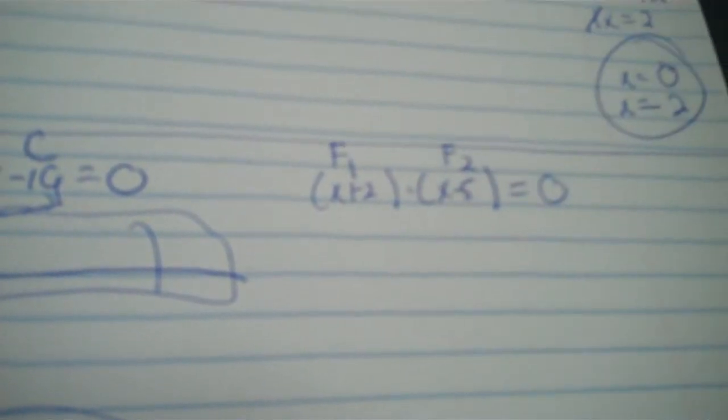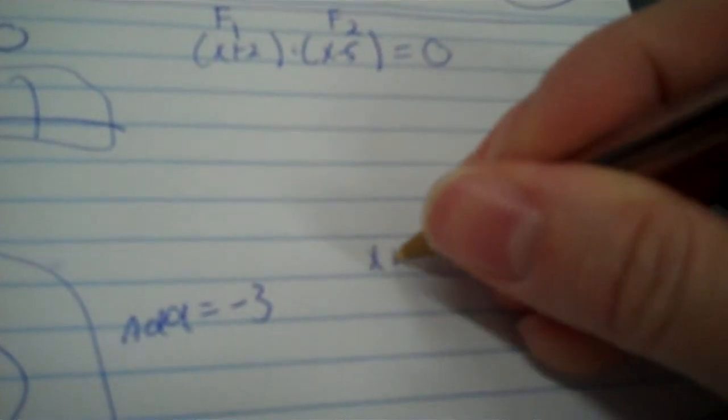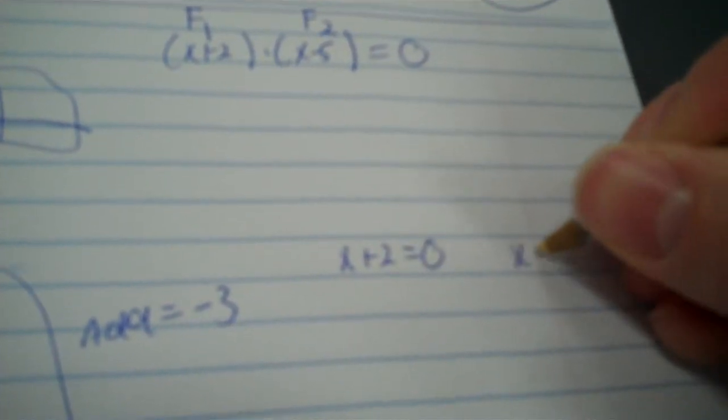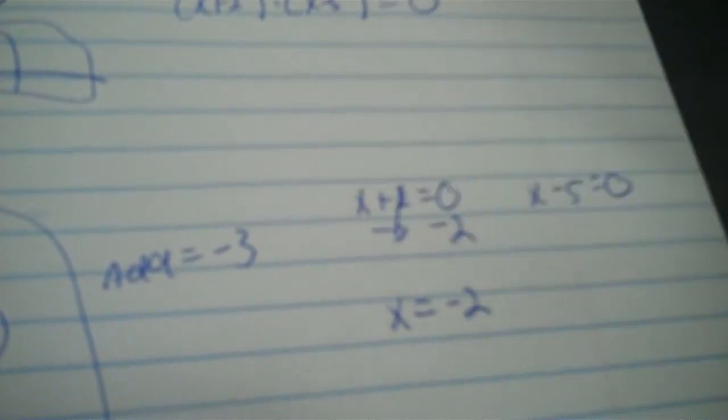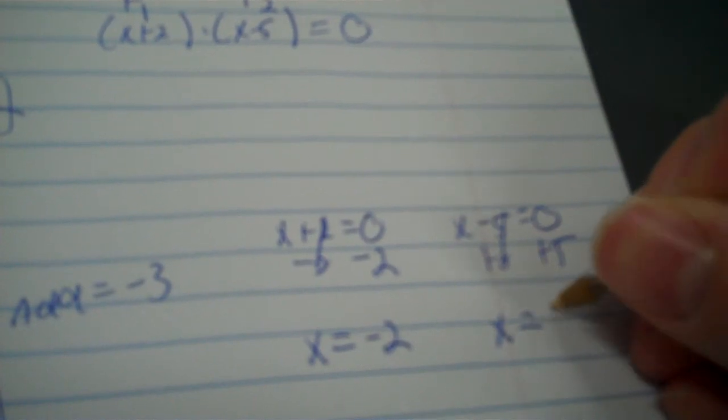You F1, F2, okay? X plus 2 could equal 0, x minus 5 could equal 0. So I minus 2, 0 take away 2 is negative 2. Plus 5, 0 plus 5 is 5. Okay, so those are the 2 answers.